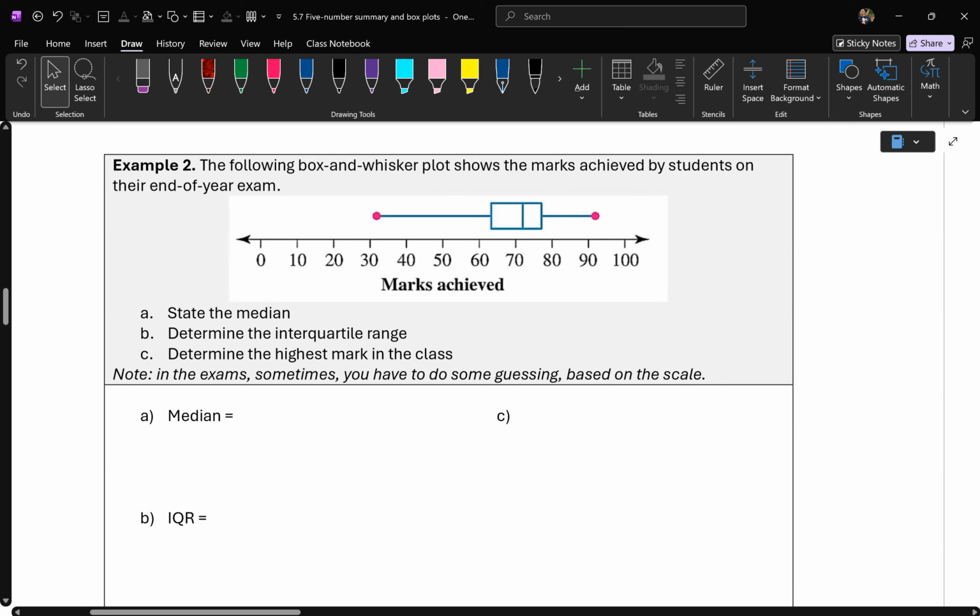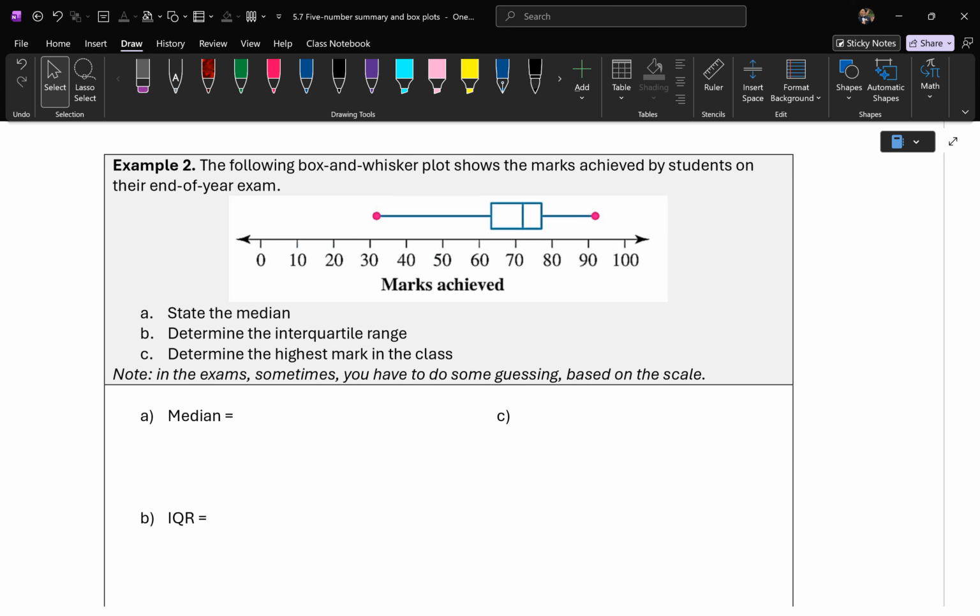Here we go. Example 2. The following box and whisker plot shows the marks achieved by students on their end of year exam. So here's a box plot. Immediately, you should be able to see this is not symmetrical. Why is it not symmetrical? There's a huge tail end over here.